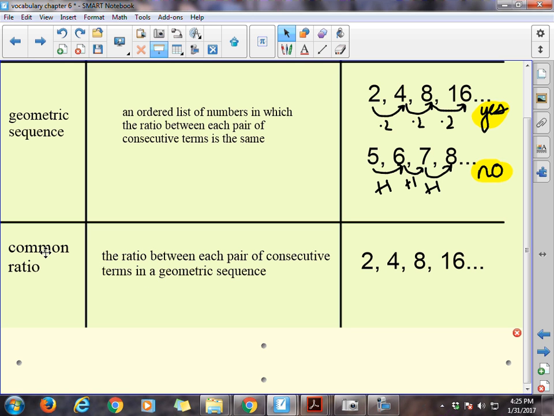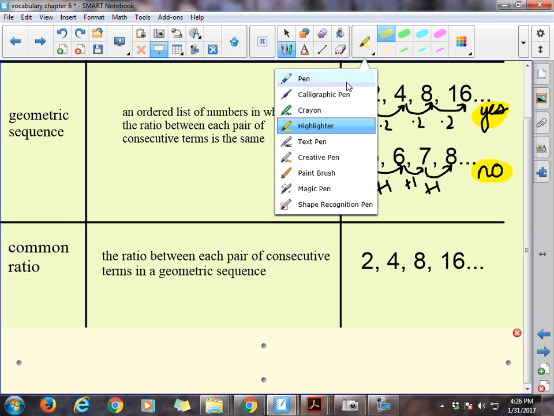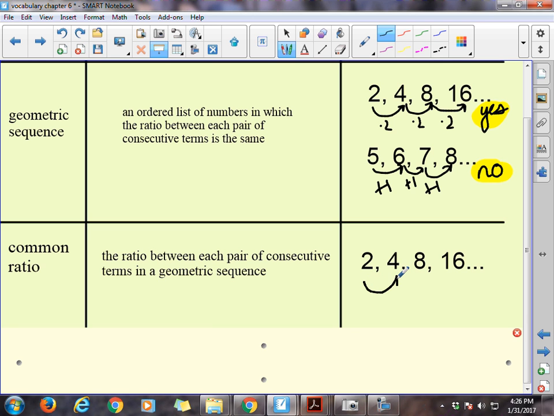Common ratio. The common ratio is the ratio between each pair of consecutive terms in a geometric sequence. So the ratio here is what we were talking about before. Since this one is being multiplied by 2, the common ratio is 2. If I wrote it as a ratio, it would be 2 over 1, because 8 is 2 times as big as 4. That's the common ratio. 16 is 2 times as big as 8. That's the common ratio. So the common ratio here is 2.